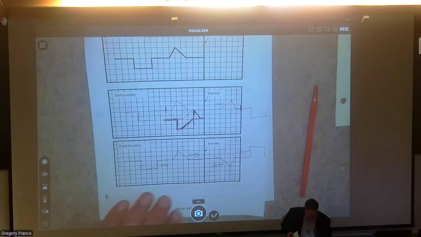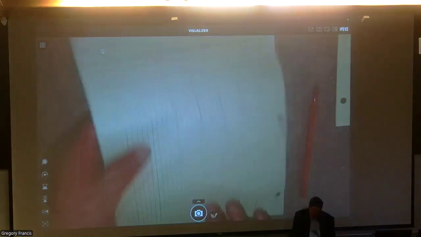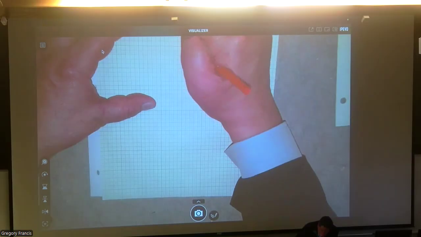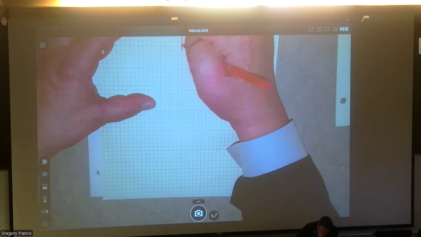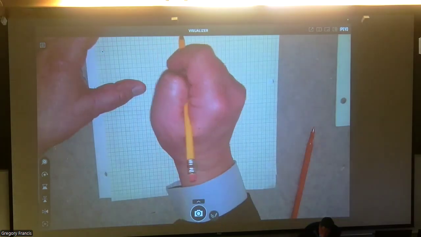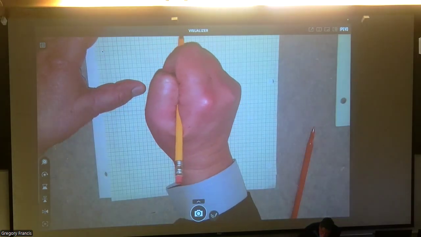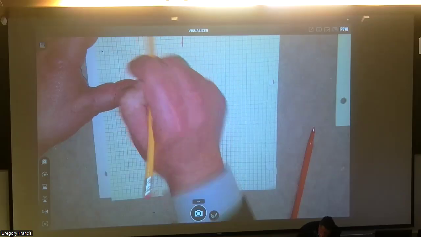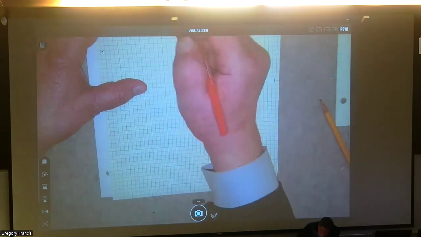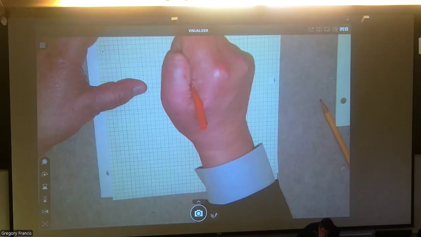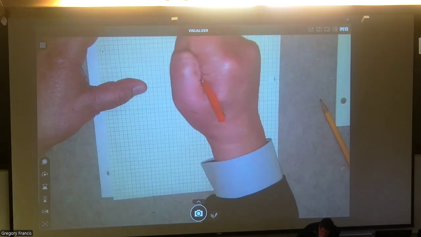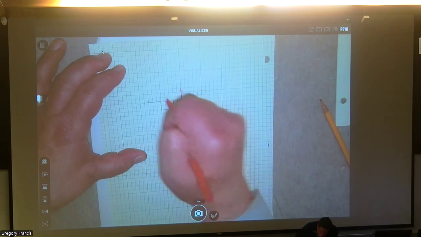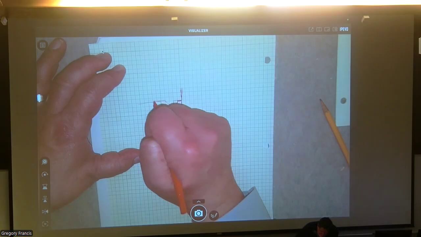Let's do the fixed boundary on a whole new piece of paper. The square pulse would look like this. And now the red pulse on the other side. Okay.